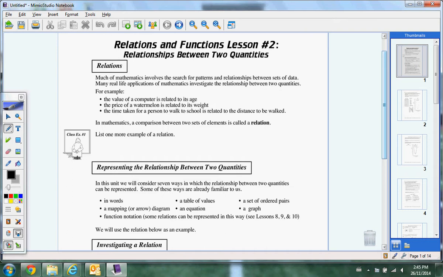Okay, for example, the value of a computer is related to its age. So how old it is, less value. The price of the watermelon is related to its weight, heavier the more expensive. And the time taken for a person to walk to school is related to the distance to be walked. Okay, so list one more example of relations. So what's something that's a relation? What do you got, Chris? Give them a relation.